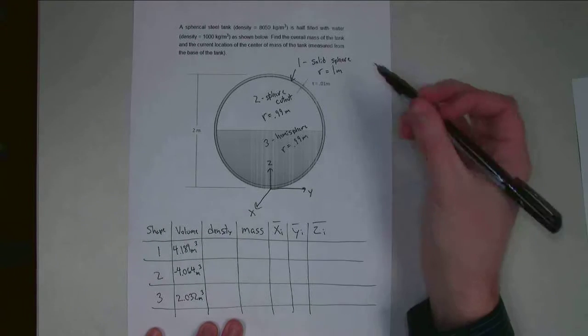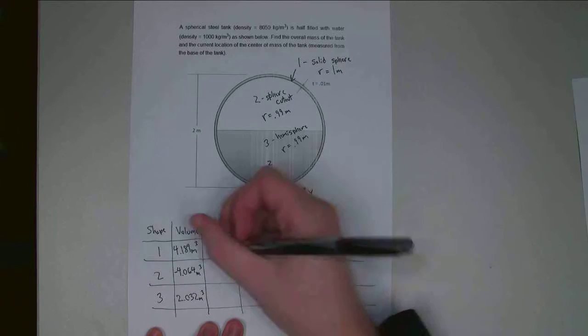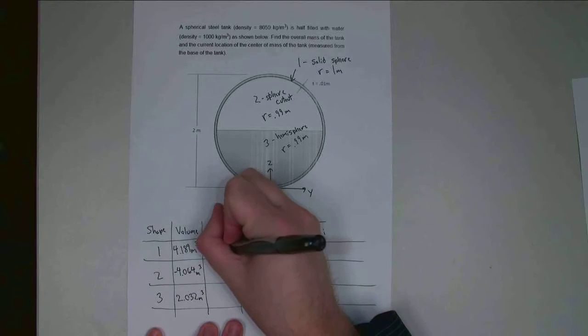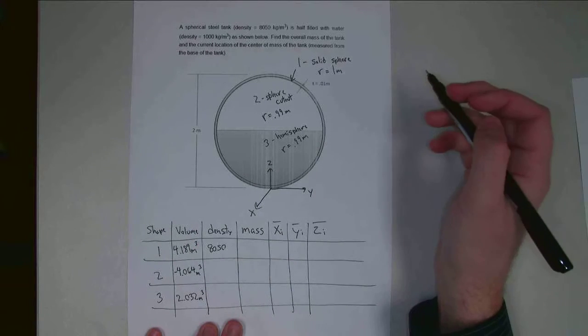Alright, the densities are given to us. The density of steel is 8050 kilograms per meter cubed.